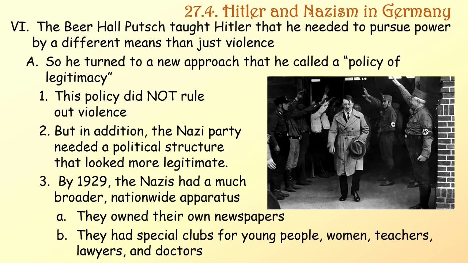The Beer Hall Putsch taught Hitler that he needed to pursue power by a different means than just violence. So he turned to a new approach that he called a policy of legitimacy. This policy did not rule out violence, but in addition, the Nazi Party needed a political structure that looked more legitimate. By 1929, the Nazis had a much broader nationwide apparatus.